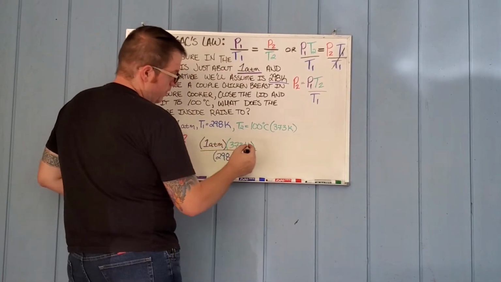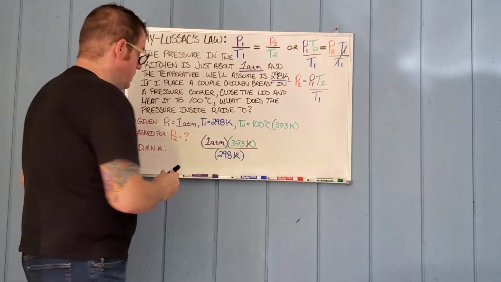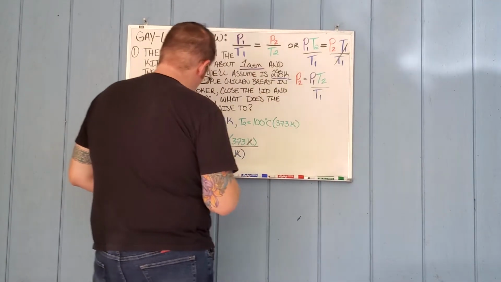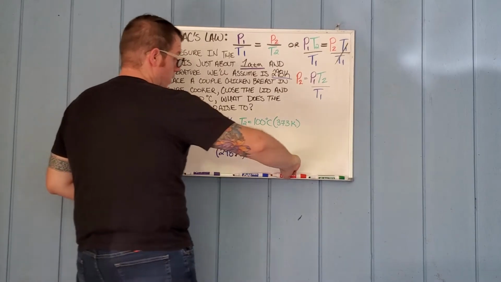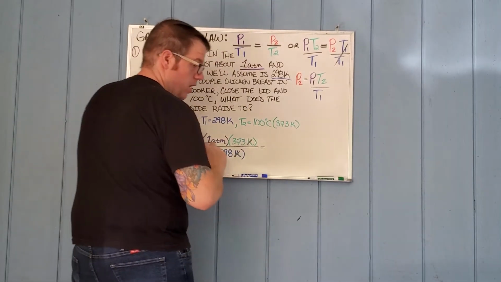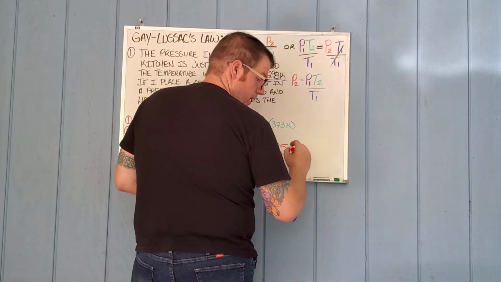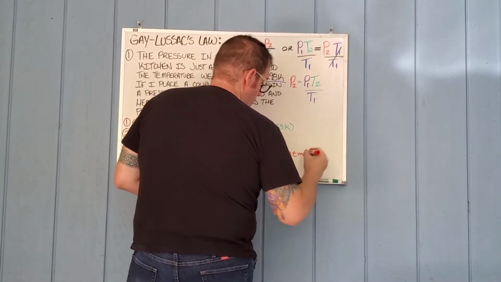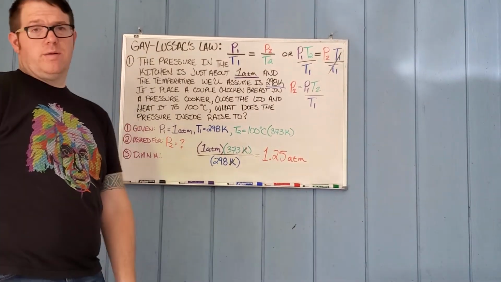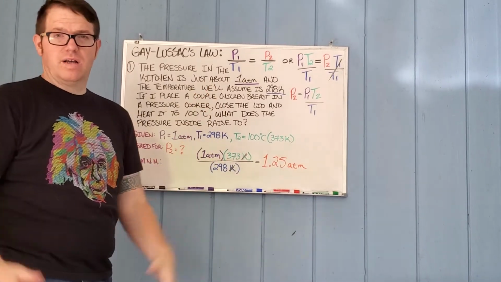I see that I have atm times Kelvin divided by Kelvin. Kelvin divided by Kelvin becomes 1. So that cancels out. So it is 373 divided by 298. And when we do that math, we end up with our P2 is equal to 1.25 atm. So if you've ever wondered how much pressure it takes to cook a couple of chicken breasts at 100 degrees Celsius, only a quarter of what you're used to in the atmosphere. Kind of interesting, right?